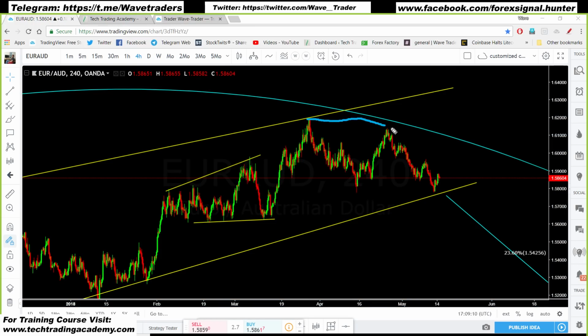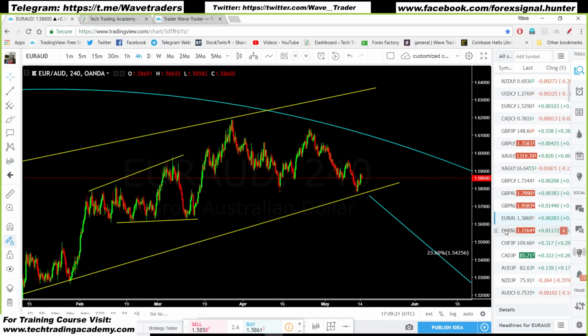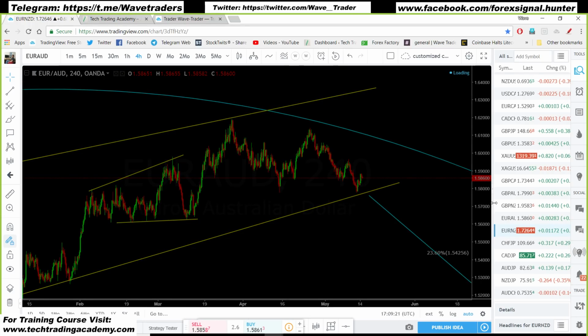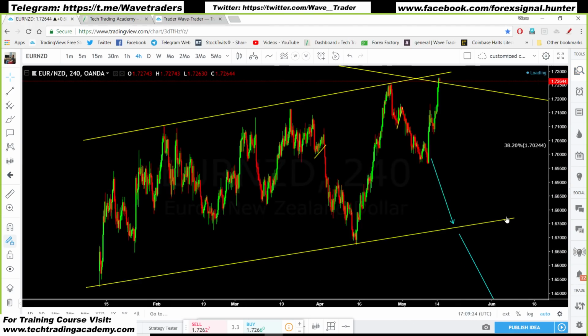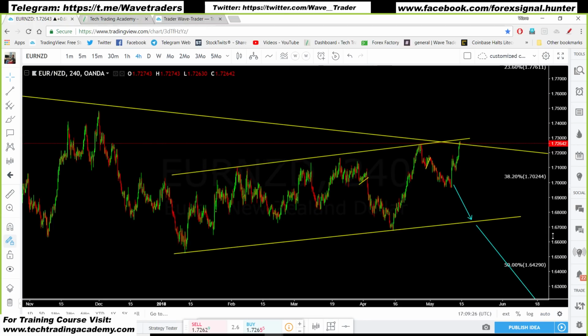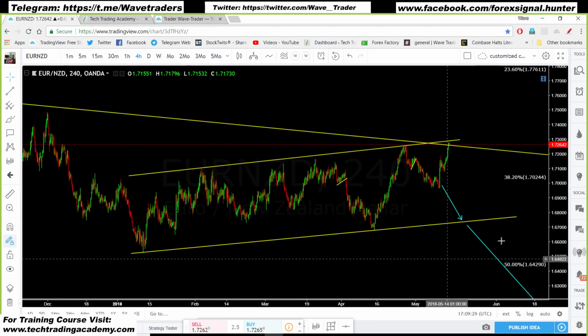All right, that short term buy and then sell from the top again. And on Euro New Zealand dollar, I have a slightly different view. The correction didn't appear over there. Price just went up again aggressively. So this is your trade.